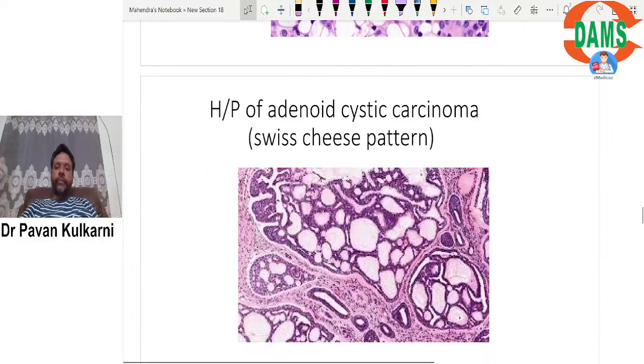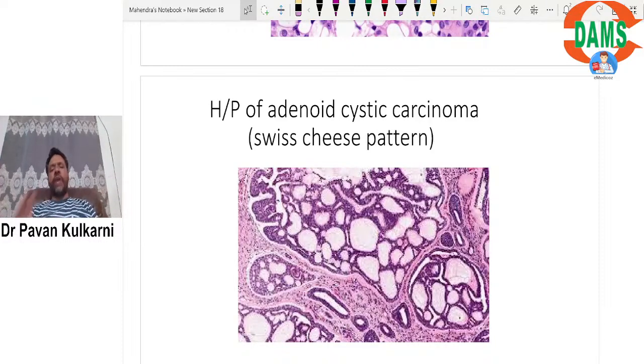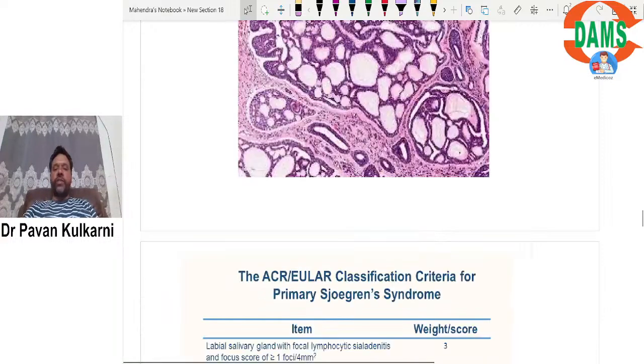This is another histopathology image, of adenoid cystic carcinoma, where you classically see the Swiss cheese pattern. Again, this is a very classical image. I want you to remember this Swiss cheese pattern, where you will see small holes like Swiss cheese. That is exactly the Swiss cheese pattern of adenoid cystic carcinoma.